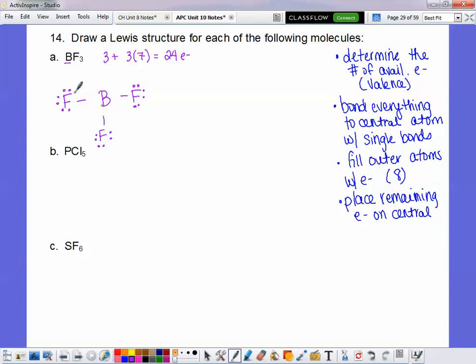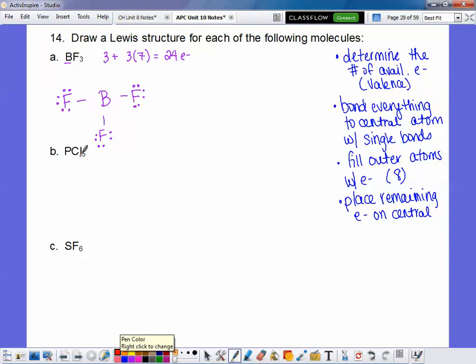But let's count how many we've used. We did 2, 4, 6, 8, 10, 12, 14, 16, 18, 20, 22, 24. We're done. We've used all 24 available electrons. So that molecule is done. That is the Lewis structure. Remember, boron only wants 6 electrons around it.